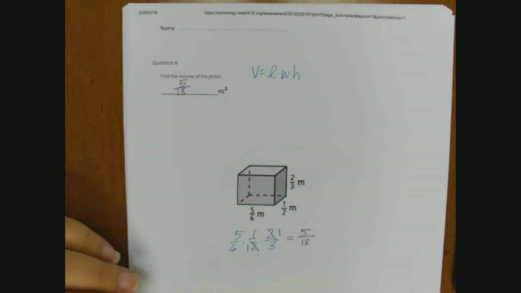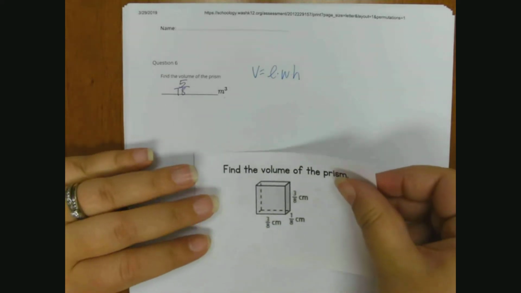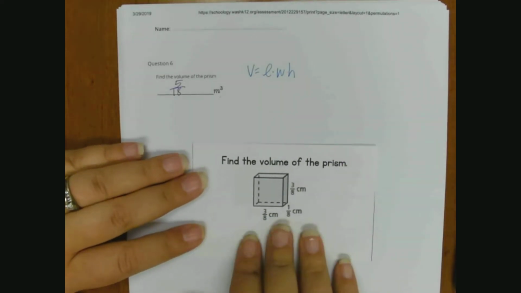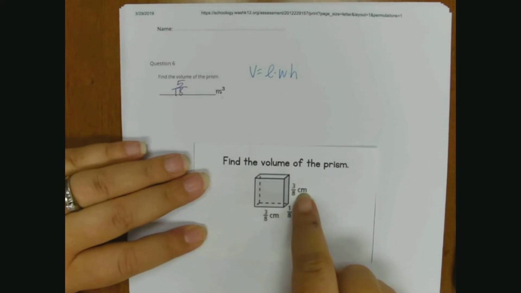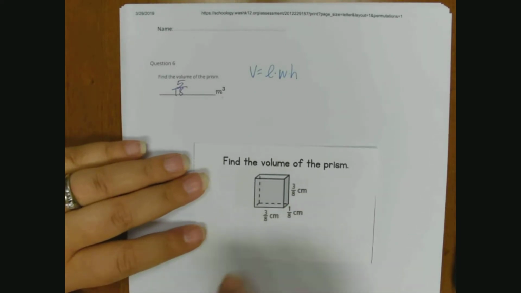Okay, easy enough. If you missed that, I would like you to do this one that also has fractions. Find the volume, length times width times height. Make sure you simplify your answer.